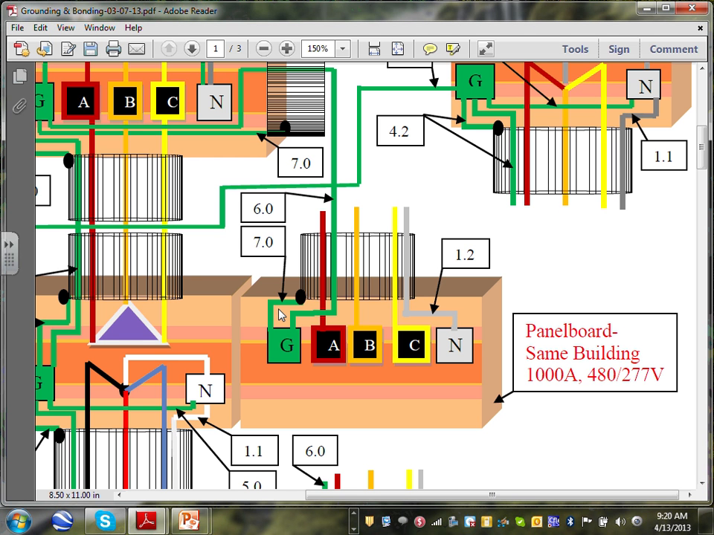And that's why the equipment bonding jumper load side is always smaller than the supply side bonding jumper. Always. It doesn't have to be that big, because it's not going to handle a lot of current for a longer period of time, because the circuit breaker will trip fast.